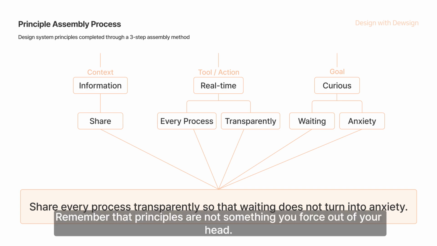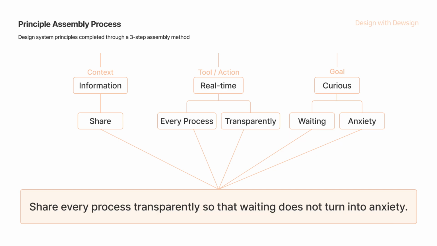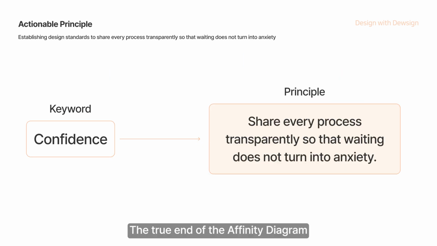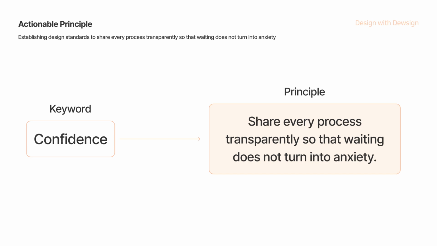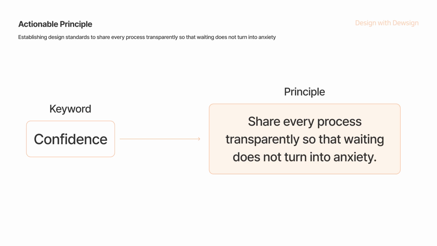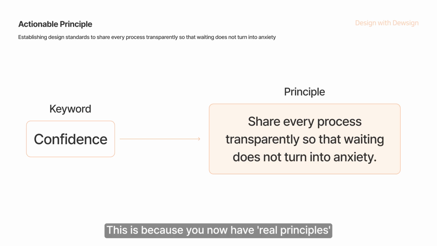Remember that principles are not something you force out of your head. They are already within the data you have gathered. The true end of the affinity diagram is not organizing sticky notes, but finalizing the team's commitment in a sentence. Now, your team will no longer wander among mere good words. This is because you now have real principles proven by data and promised through clear sentences.